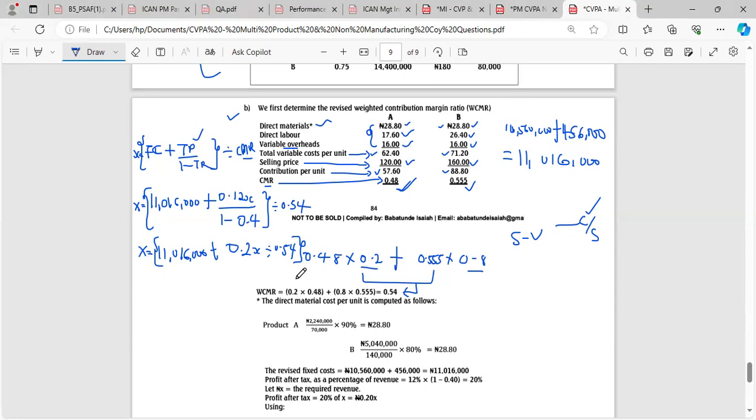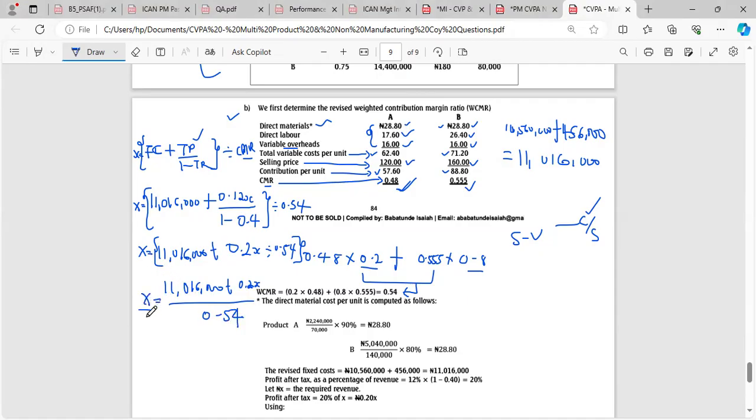Mathematics, what do we do? To make life easy for us, I will just rewrite this thing as 11,016, plus 0.2x, then put it under here, divided by 0.54. Then this my x will now be what?